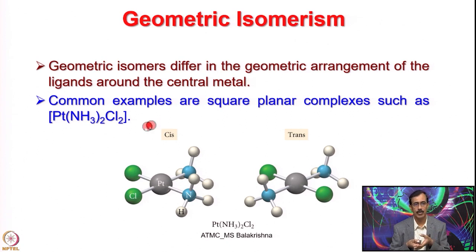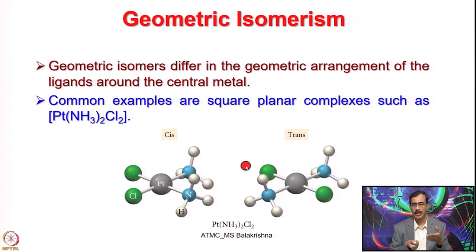I already mentioned, for example, you consider this diaminodichloroplatinum. When two amines are cis to each other, we call it cisplatin. And when they are trans to each other, we call it transplatin. So that means this compound exhibits geometric isomerism. And cis and trans compounds can be separated, or they can be prepared using different methods.